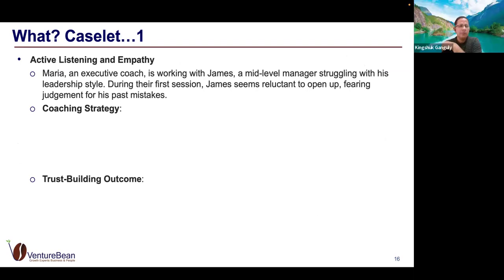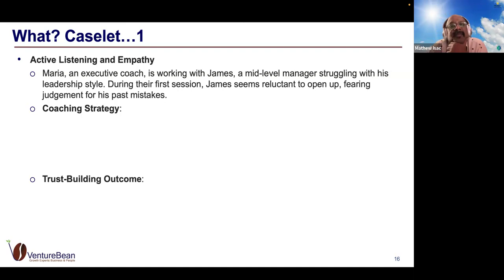Situation is this. Although I've included both genders as names, you can say the coach is working with James, a mid-level manager, struggling with his leadership style. And during the first session, James seems reluctant to open up, fearing judgment for his past mistakes. So please reflect on and tell me what would be your coaching strategy, and then how would they build up trust and what would be the outcome.